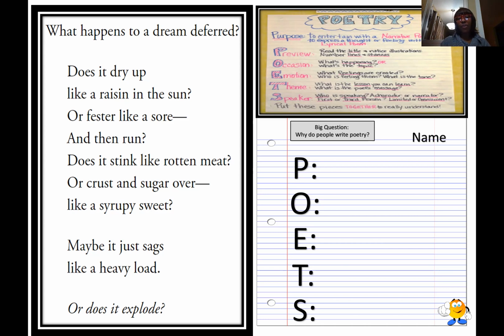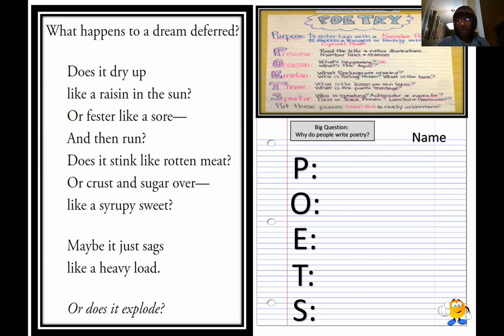So let's go ahead and dive right into Harlem, the poem Harlem, written by Langston Hughes. What happens to a dream deferred? Yesterday, I discussed with Aiden, what does deferred mean? Well, deferred means to put to the side or to postpone, to let it sit for a minute and then go back to it. Your dreams are the things that you want to do in this world to be successful. What happens if you put it to the side?